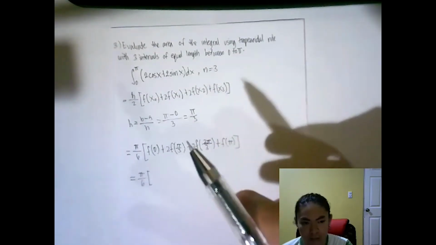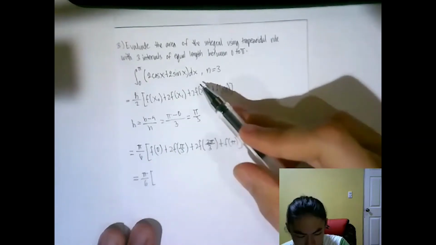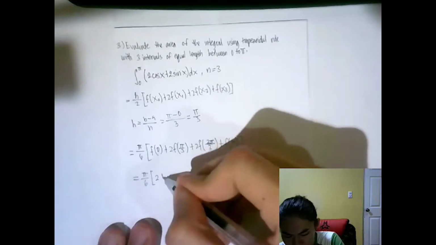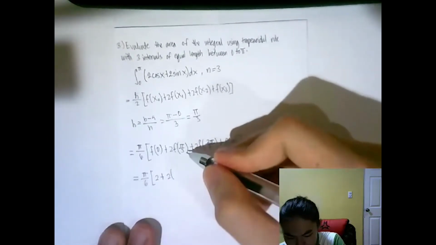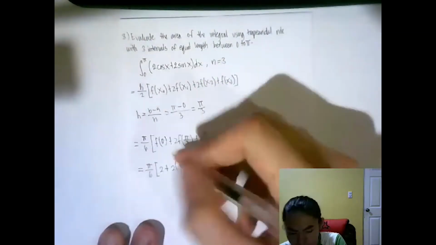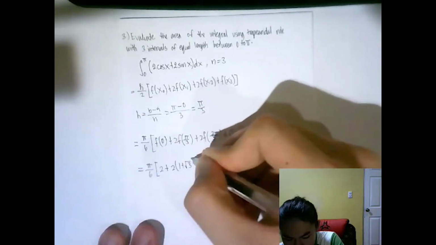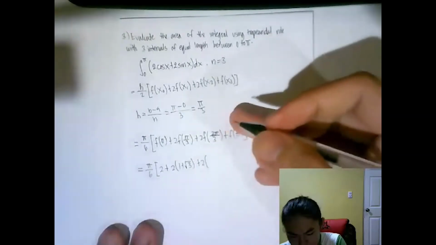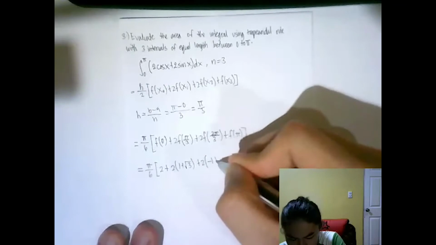So pi over 6 times adding all these up, we will get 4 square 3, and then multiplying this value in this value, we will get 3.6276. Now, we have answered all three of the trapezoidal or integral functions or equations using the trapezoidal rule.